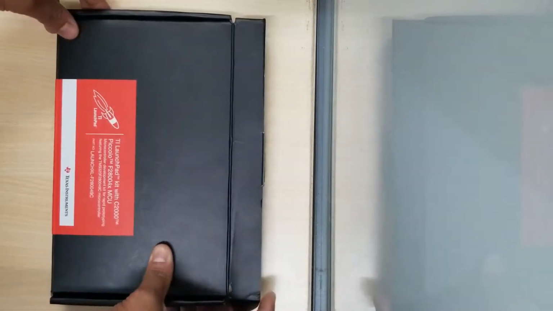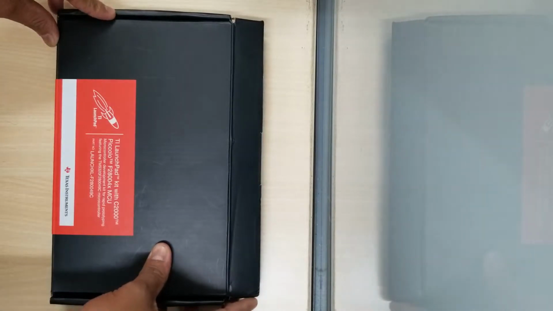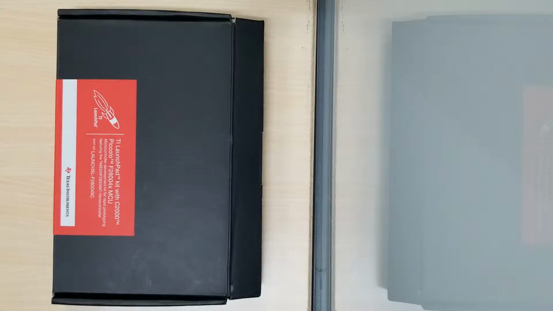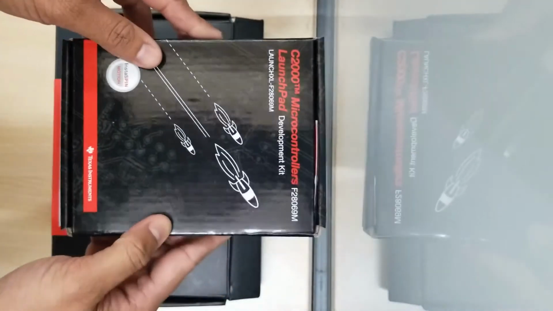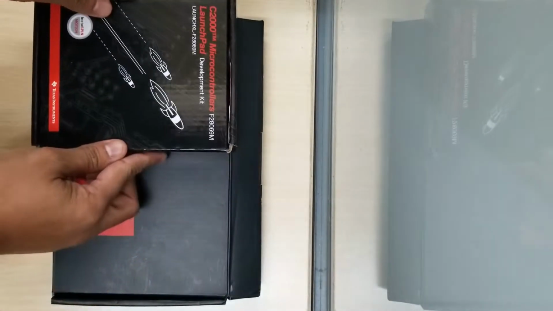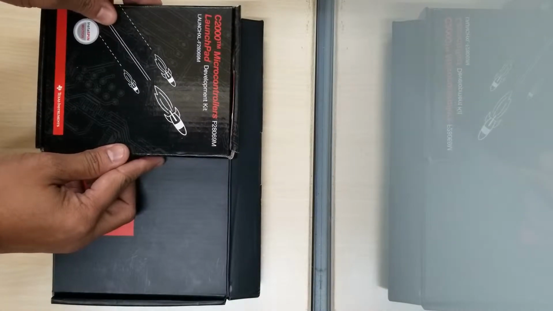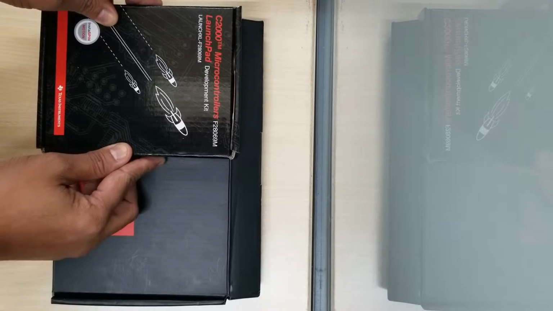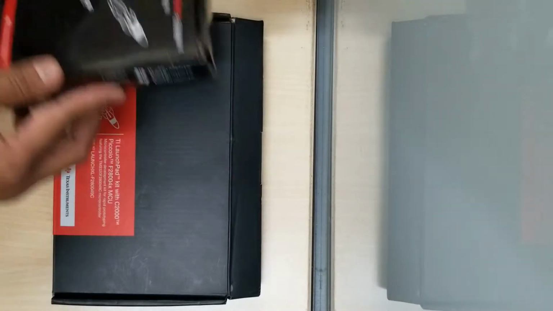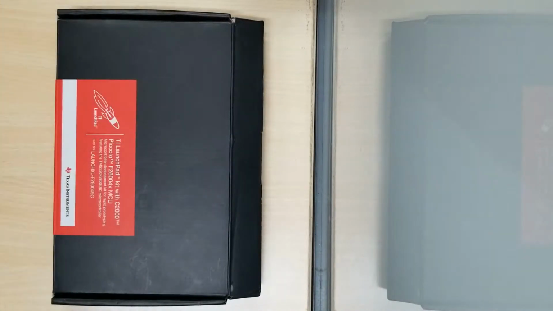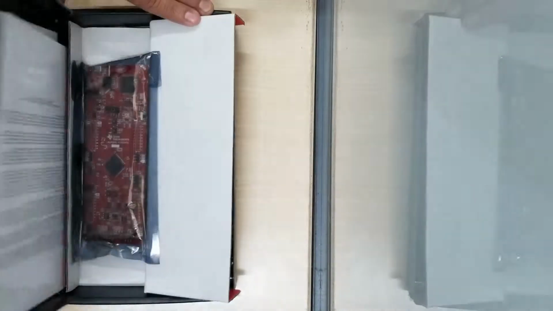As you can see, the packaging is somewhat twice as big as the previous launch pad. Let me just give you an idea. This was the packaging for the F28069M launch pad, and as you can see, it's just half of the packaging of the new launch pad. So it seems like TI has increased the packaging, or this is the packaging which is specially meant for me, I guess. Okay, back to the unboxing.